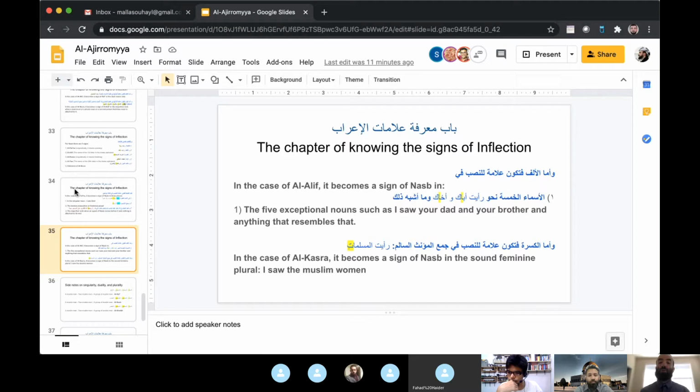The mu'allif, the author, rahimahullah, says, وَأَمَّا الْأَلِفُ فَتَكُونُ عَلَامَةً لِلنَّصْبِ في الأسماء الخمسة نحو رأيت أباك وأخاك وما أشبه ذلك. In the case of al-alif, it becomes a sign of an-nasab in the 5 exceptional nouns. Remember we mentioned 5 exceptional nouns, which were abuka, akhuka, hamuki, fuka, wa Jomal.